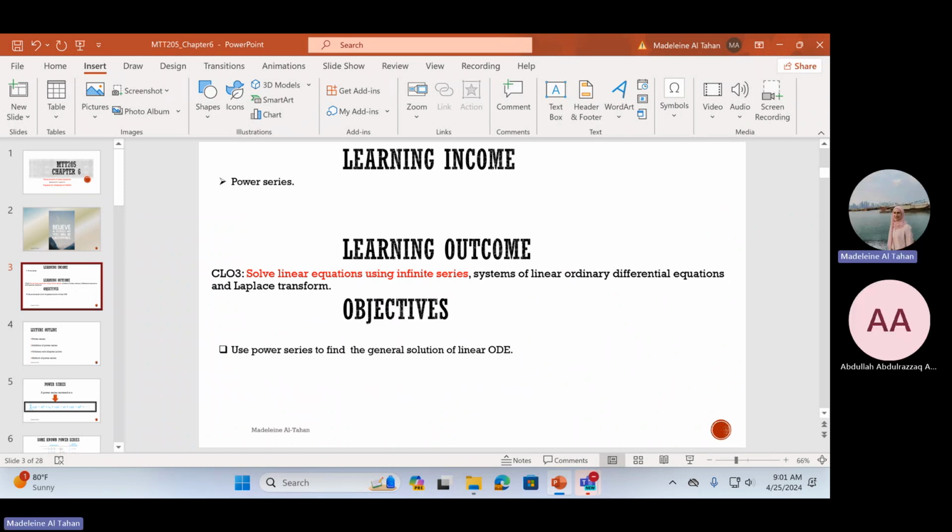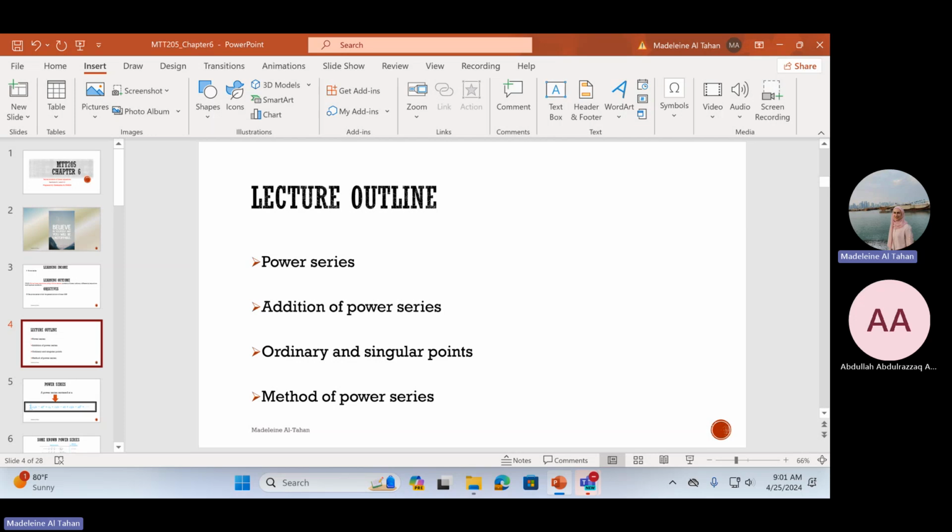Now, before we go into details about how to solve, we need to recall what's meant by power series, how we add two power series, and what we mean by ordinary and singular points. Then we'll talk about the method to solve, or the method of series solution. During this lecture, I will also give you feedback on the quiz that was done yesterday.